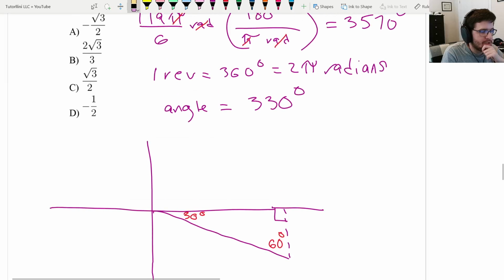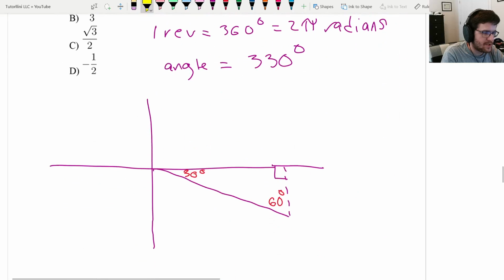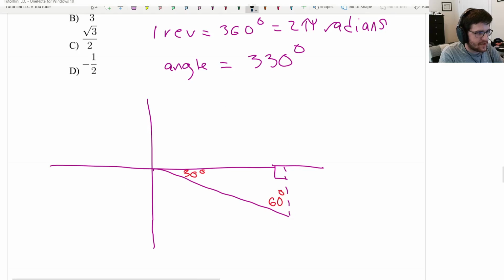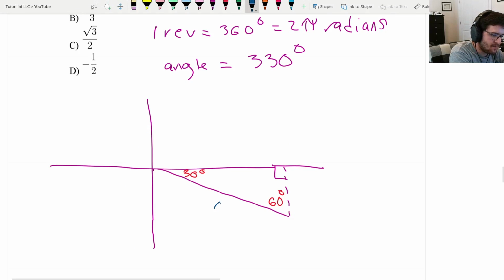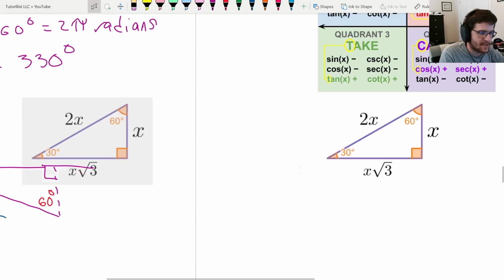Now, it says unit circle. The radius of the unit circle is 1. So if this is a circle, I'm going to draw a radius of 1. So this radius is 1. And now you might notice this is a special right triangle, something I also made a video on. So with the magic of television, let's pull that over here. You don't have to memorize it. It's on the reference sheet.